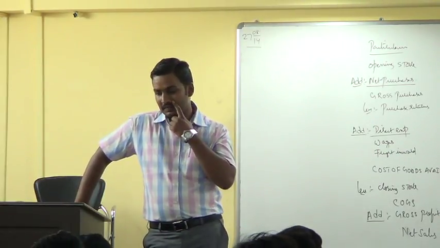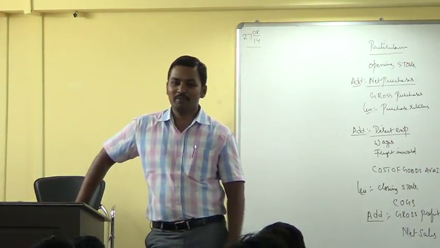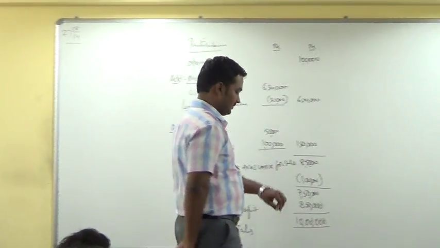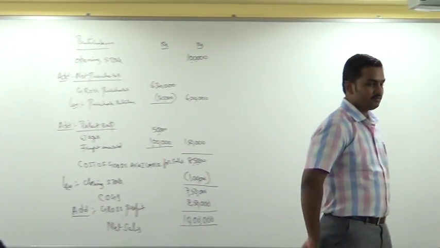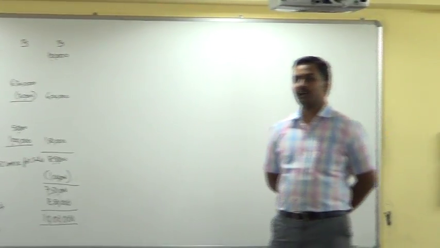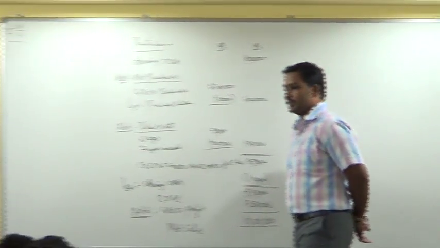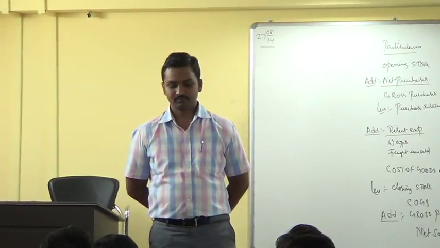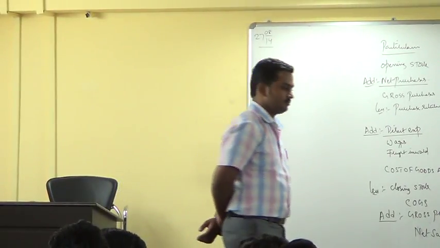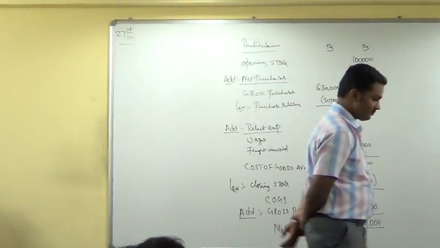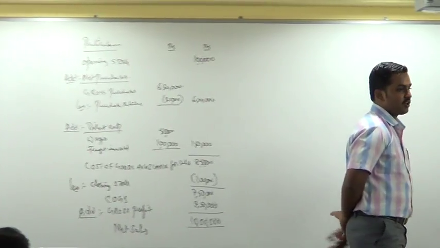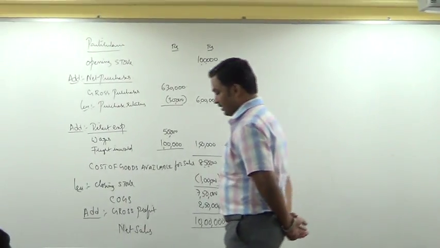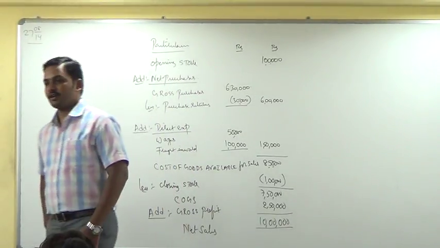Close the trial balance. Additional information: closing stock is of the value 2 lakh rupees. Calculate cost of goods sold and gross profit.